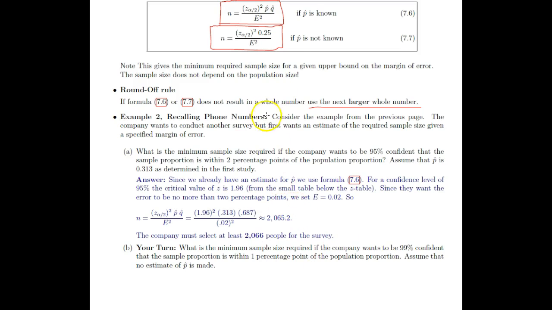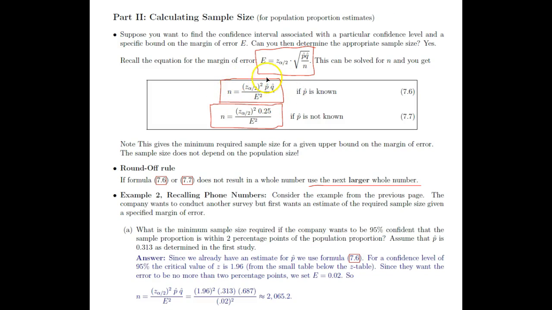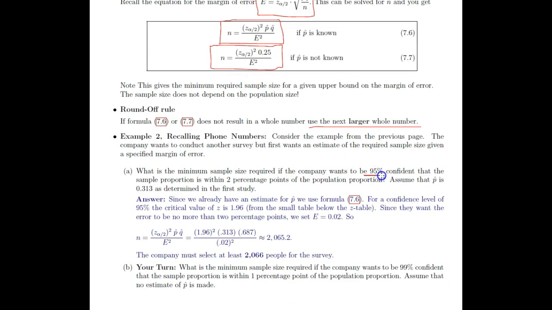So we're going to use this formula right up here. And we have p hat, so we're going to plug in z sub alpha over 2, which in this example, since we were looking for 95% confidence, is going to be 1.96. And we're going to square that z sub alpha over 2. Then we're going to multiply it by p hat and q hat, which is 0.313 and 0.687. And then you're going to divide by e squared.